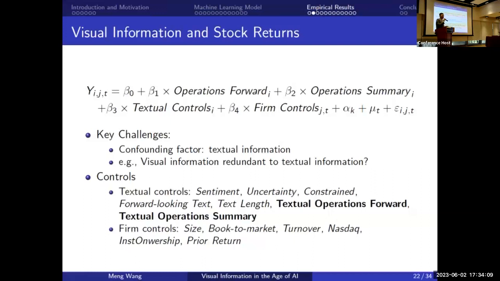What we do is we run basically the same model, exactly the same model, but this time we only use the text in slides as input. Although a convolutional neural network is not a very effective model for text classification, the reason we use exactly the same model is that we want our textual operations forward to be consistent with our image-based measures.